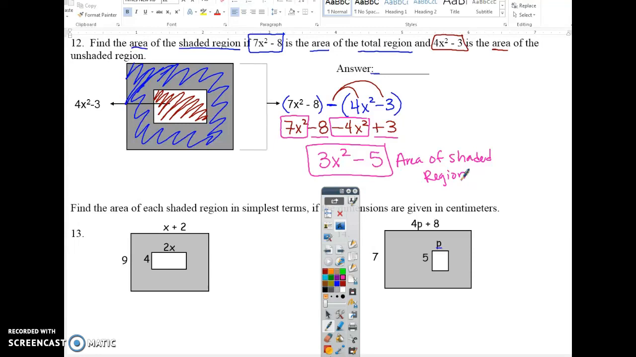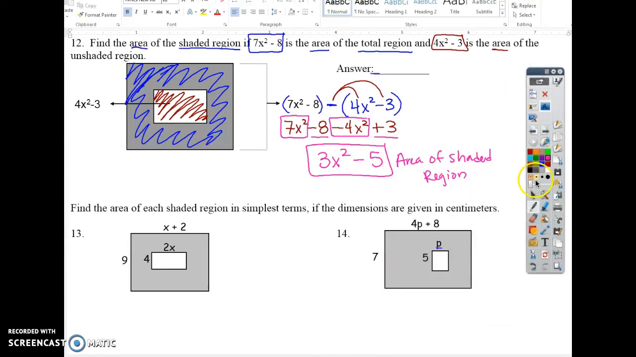Number 13 is the last one that I'm going to do with you. It wants you to find the area of the shaded region. So I have to take the area of the whole thing and subtract the area of the unshaded region, and that'll give me the area of the shaded region. So I'm going to take this area. So you have to multiply length times width. So 9 times x plus 2. That gives me the area of the whole thing.